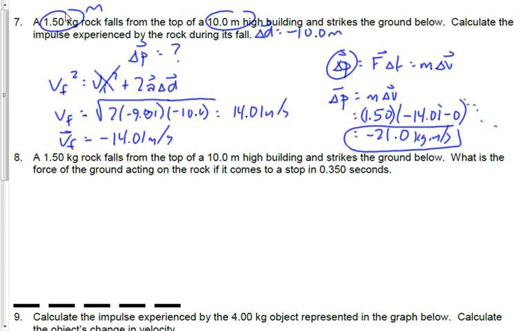All right. Number 8 says a 1.5 kilogram rock... wait a second, same question, isn't it? Strikes the ground below. What's the force of the ground acting on the rock if it comes to a stop in 0.350 seconds? There's not a whole lot of work to do for question number 8. Don't we know the impulse already in question number 8? What's the impulse imparted to the rock by the ground? Who's got that number for me? Quick.